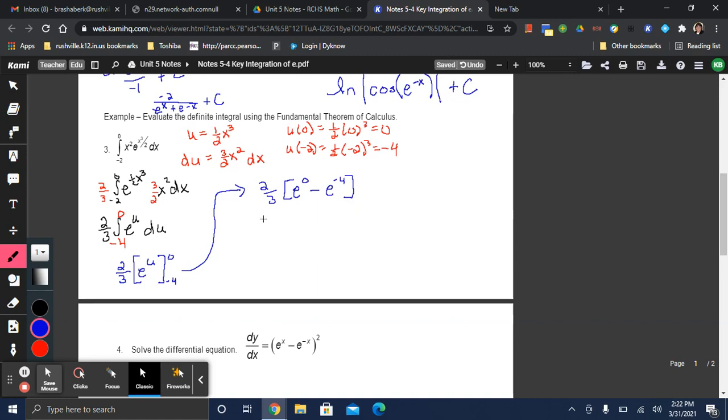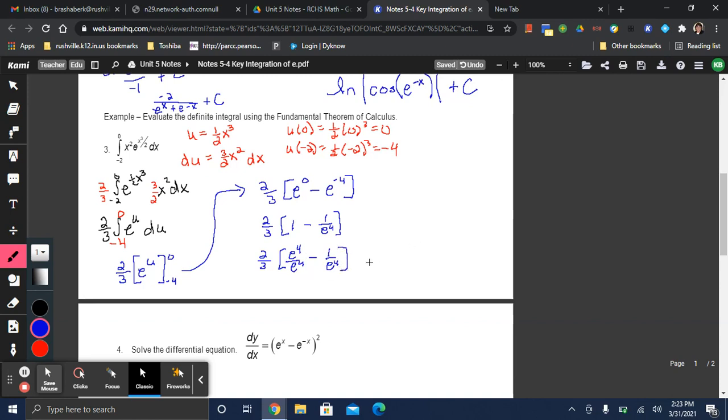and do a little bit of cleaning that up. E to the 0 is 1, and e to the -4 is 1 over e to the 4th power. And so to finish cleaning that up, we like to have this all as one fraction. So as a general rule, please give me your final answers as one fraction. So we'll have 2/3, and I'll get a common denominator, making it e to the 4th over e to the 4th minus 1 over e to the 4th.